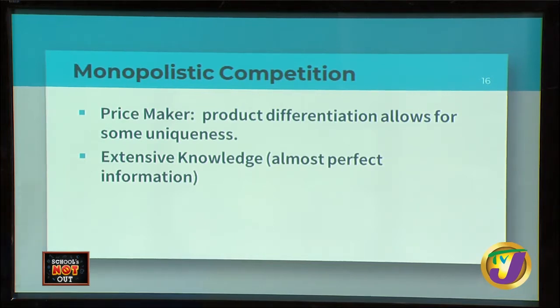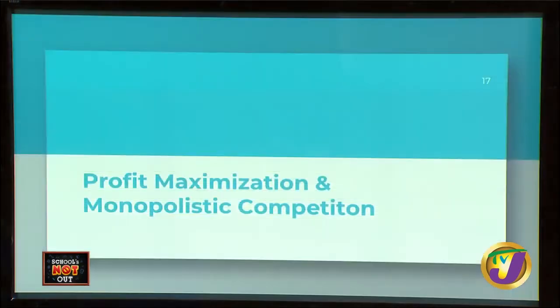There is extensive knowledge, almost perfect information, in that persons are aware of the prices of the goods and they know the substitutes for the goods in this market.